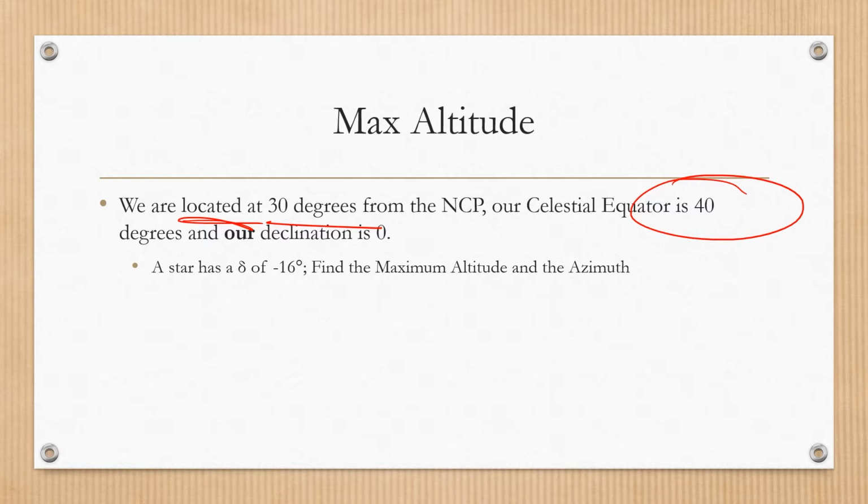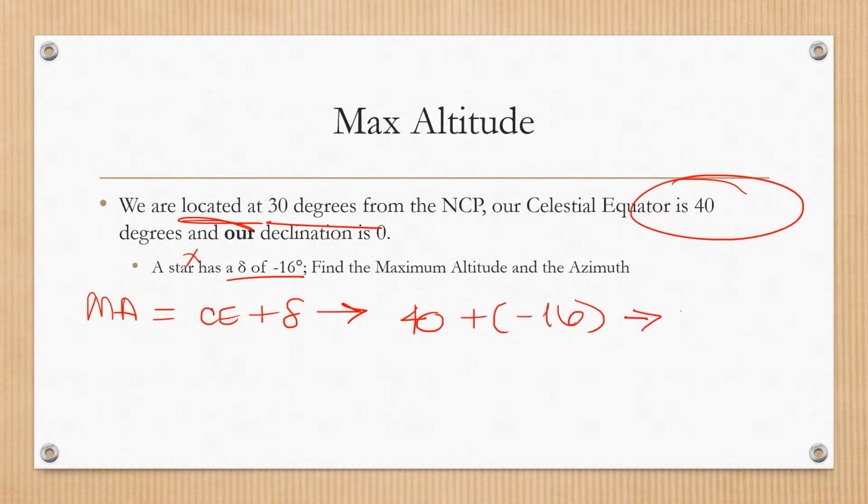Now let's take a star. Star X has a declination of minus 16. Let's find the maximum altitude. Maximum altitude, again, is equal to celestial equator plus declination, which means 40 plus negative 16. This is going to come out to 24 degrees, and that is the max altitude for this. So now let's find the azimuth.